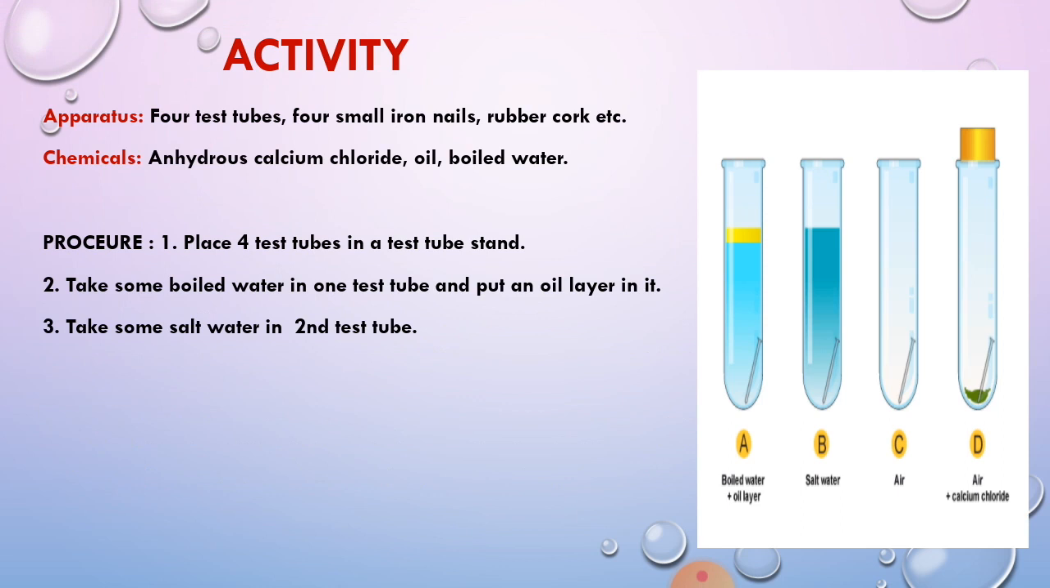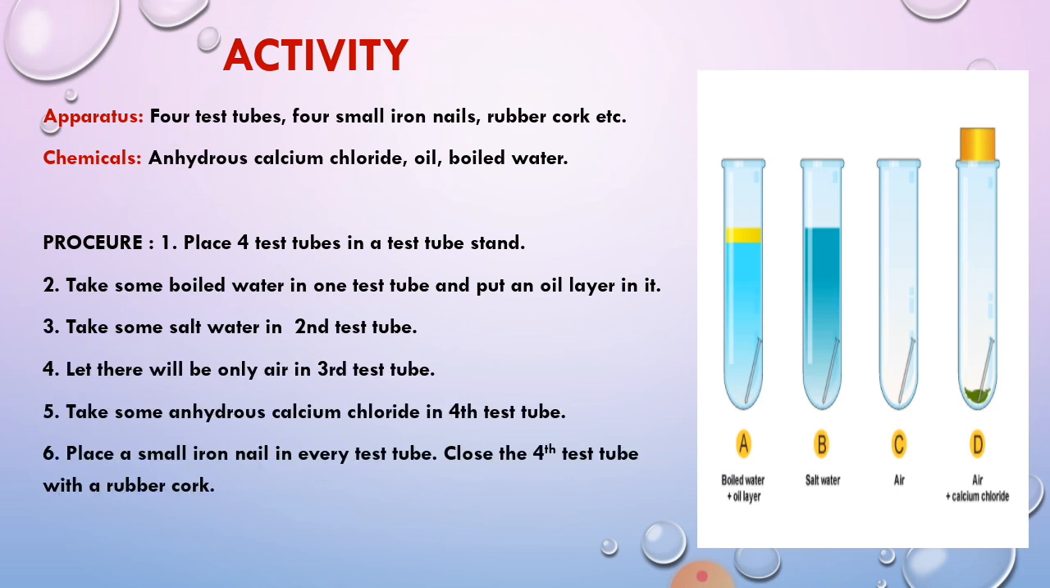Okay, so in the first test tube, what do we have to add? Boiled water and oil. Then in the second test tube we have to add only salt water. Then in the third test tube we don't have to add anything, only air should be there. Then in the fourth test tube we have to add anhydrous calcium chloride.